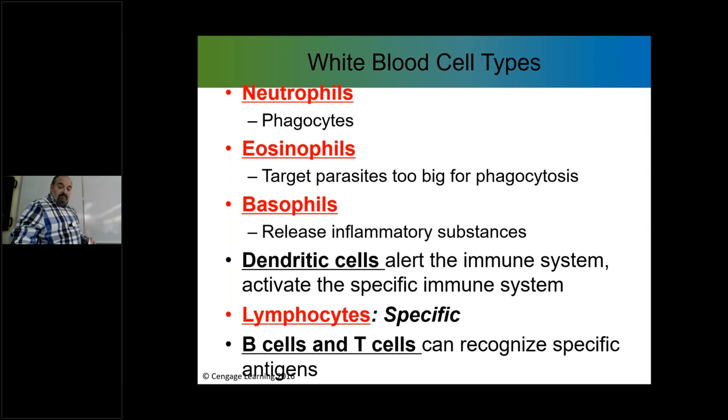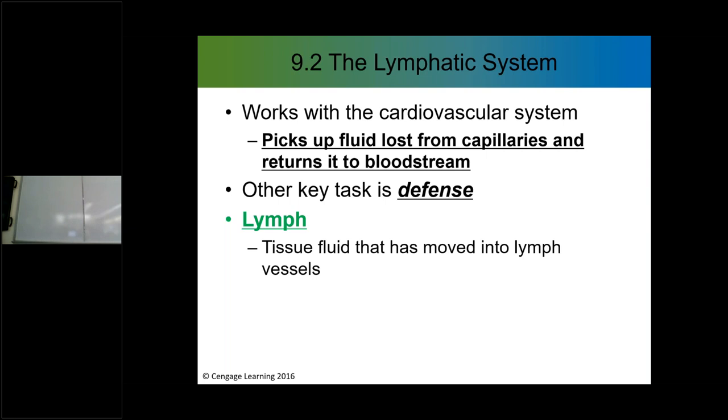Now, the lymphatic system works in conjunction with your cardiovascular system, in particular with the blood, in order to give you an immune response. You'll see here that the lymphatic system picks up fluid lost from capillaries and returns it to the bloodstream. And look over here on our model, over here by the windows.